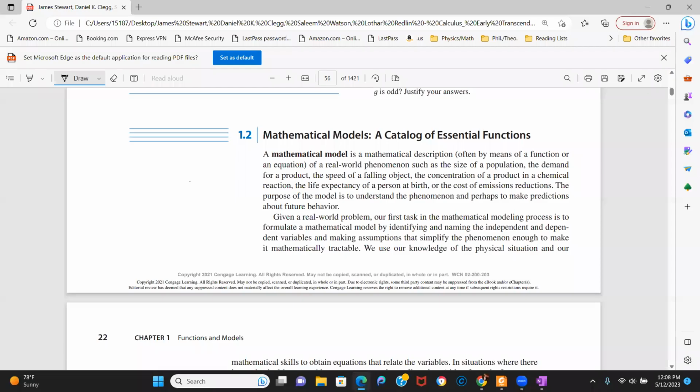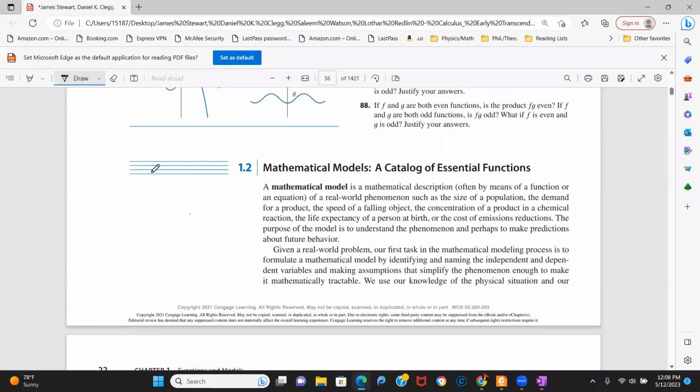So let me share my screen. Let's see. I'm actually going to work through the book. I'm using a different PDF viewer so I should be able to draw on it more easily. Yeah, there we go. All right.